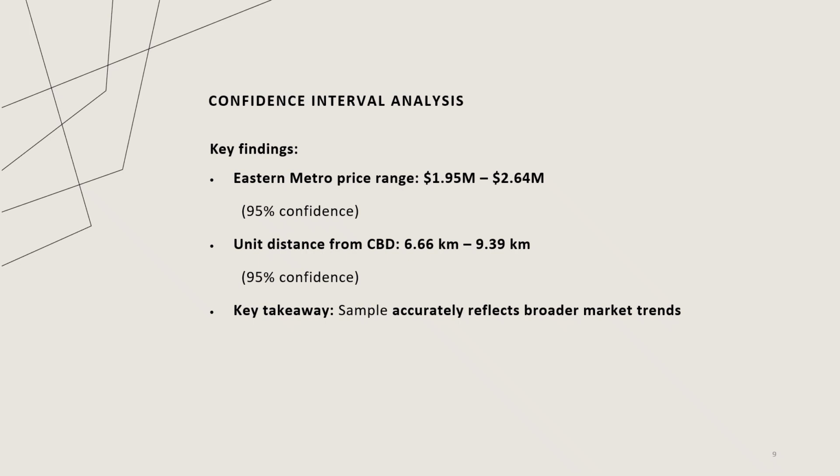Now, confidence intervals help us assess the precision of our estimates. For example, in the Eastern Metro region, we're 95% confident that the true average property price is between 1.95 and 2.64 million. Similarly, for units, the average distance from the CBD is estimated between 6.66 and 9.39 kilometres. This confirms our sample mirrors the broader market trend.